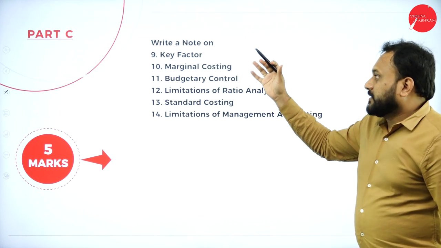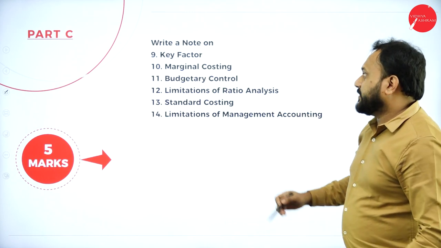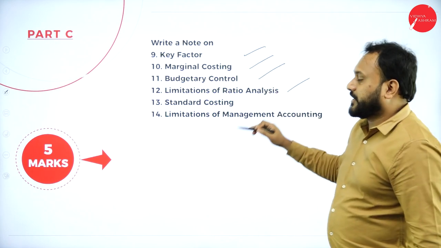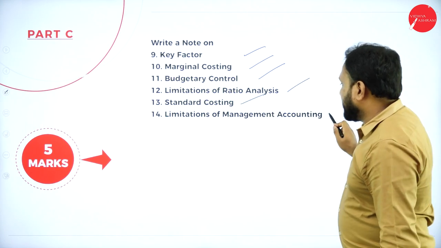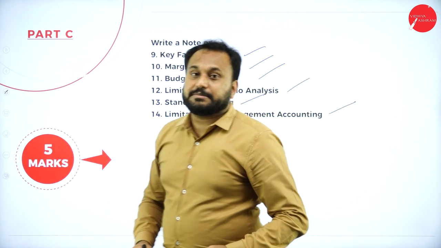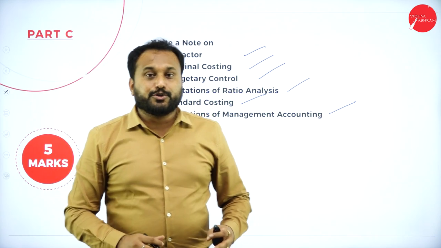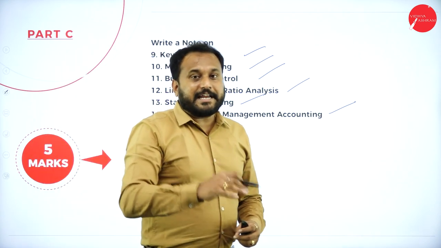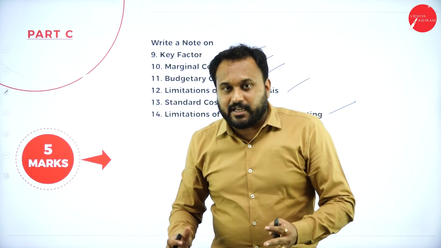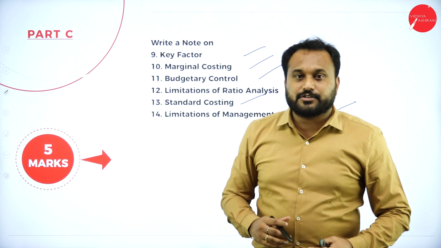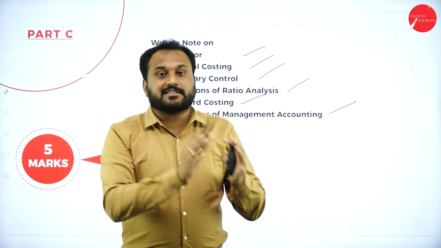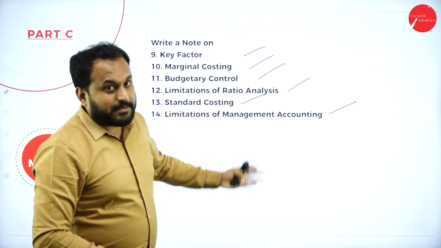Next, part C we have, that is all theory: key factor, marginal costing, budgetary control, limitations of ratio analysis, standard costing and limitations of management accounting. These things are 5 marks, and many students usually don't write the theory at length. If you need to get 80 on 80 or 100 on 100, write your internals properly, get 20 on 20, write your external properly. Don't miss out the 5 marks.